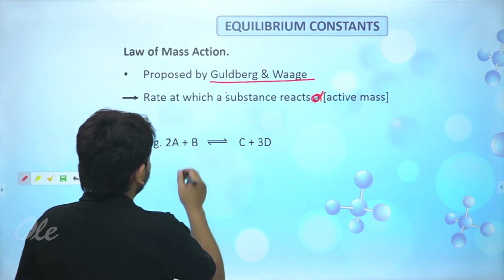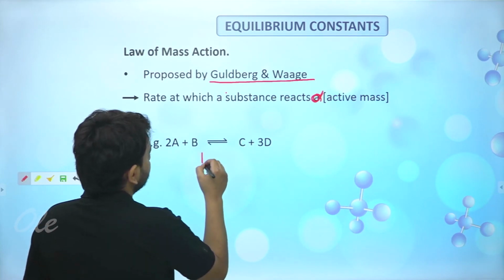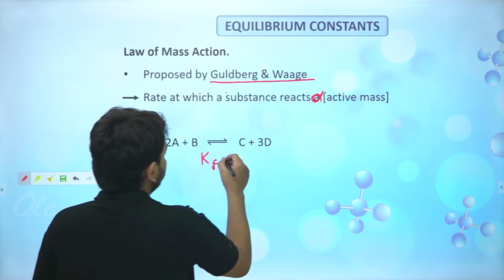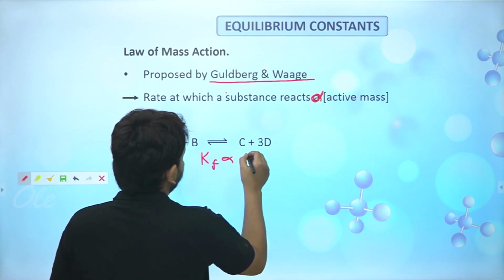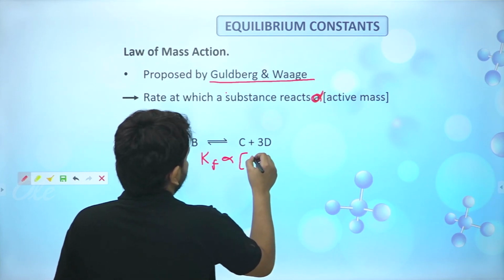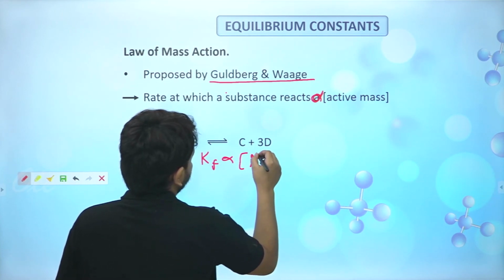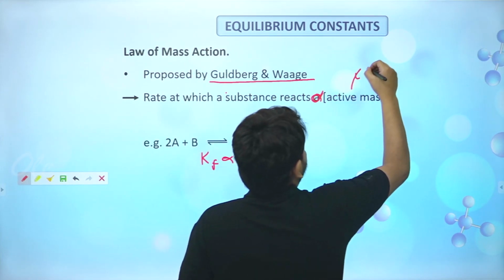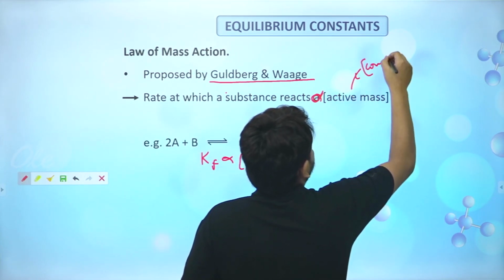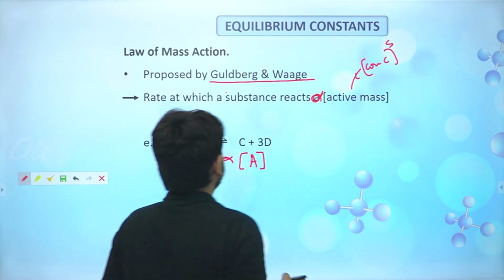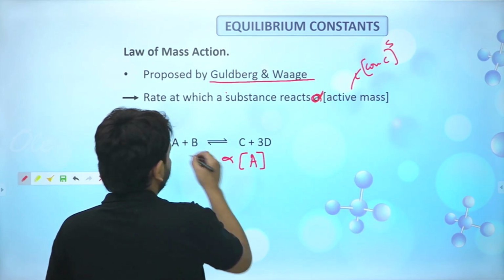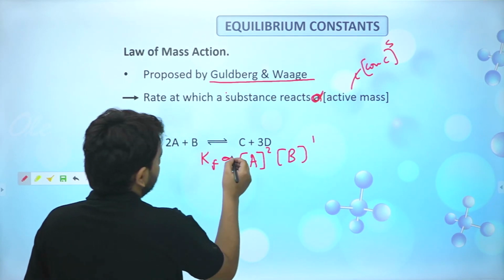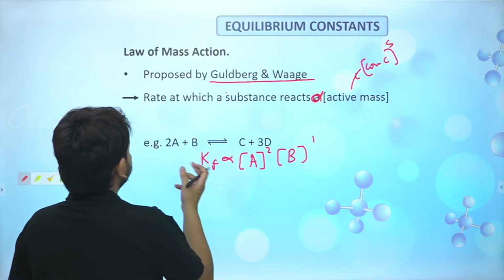So basically, if we talk about the forward reaction, K forward, I'm doing the same thing which we did in the last slide. K forward would be directly proportional to the active mass of A. Active mass is basically concentration raised to the power of the stoichiometric coefficient, guys. So it will be A raised to the power 2 in this case and B raised to the power 1.